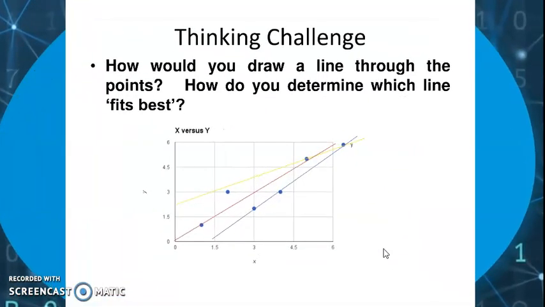Now, the thinking challenge is, how would you draw a line through the data points? That means if I have got 1, 2, 3, 4, 5 and 6 data points in my scatter plot, I see that there is a linear trend amongst the data points. But then how do I plot it? So that's the basic crux.